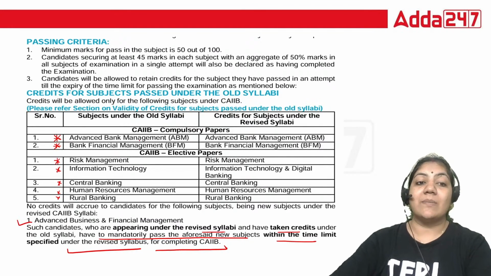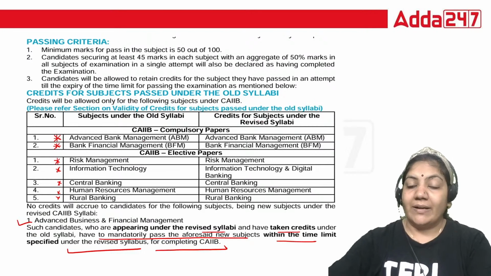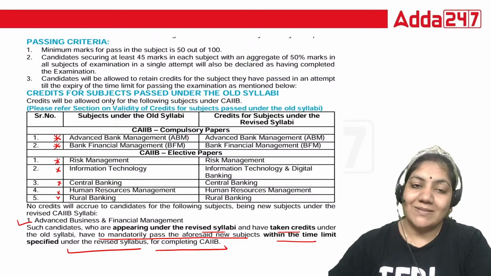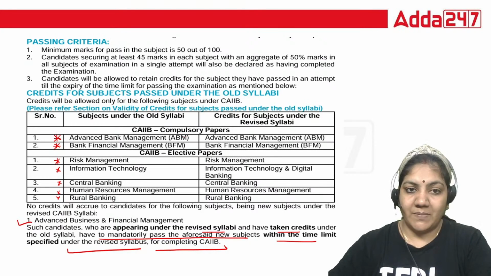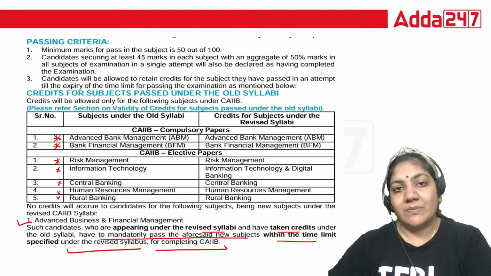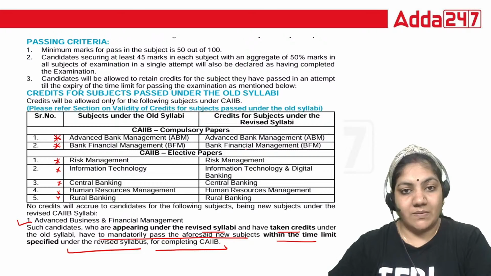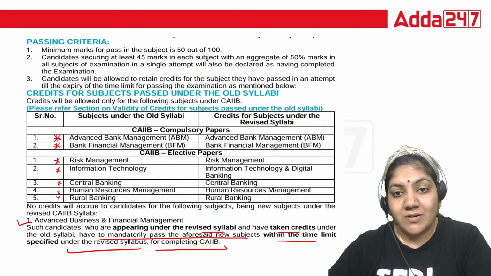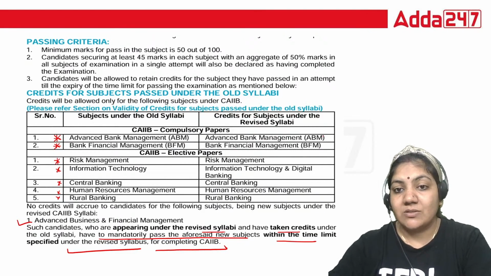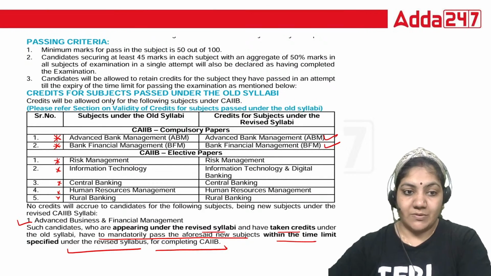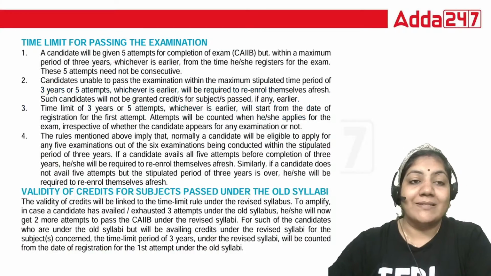Suppose this ABM and BFM, the credit for subjects under the revised syllabus. It means if you cleared the ABM in the old syllabus, then in the new syllabus you do not have to give this paper. BFM also you do not have to give, because these two are the credit for the subject under the revised syllabus. So that is very much important. Is that okay? Now, time limit.